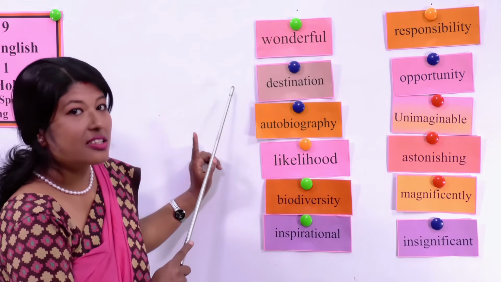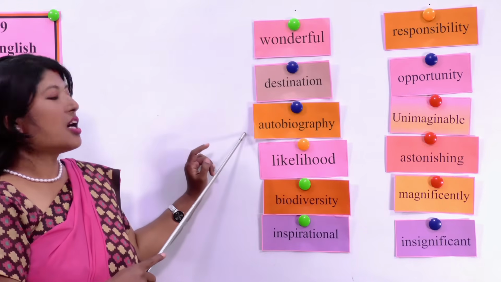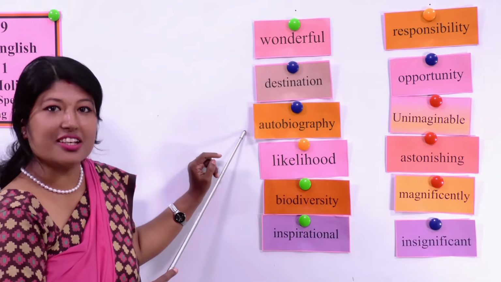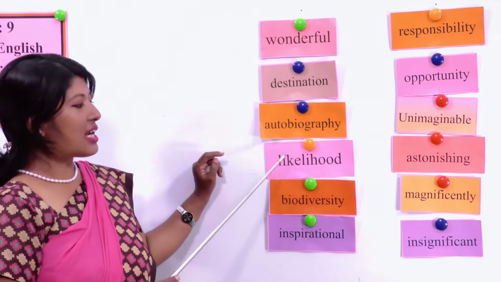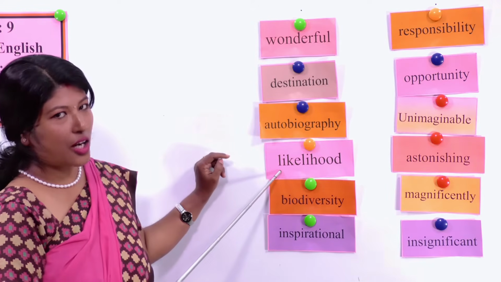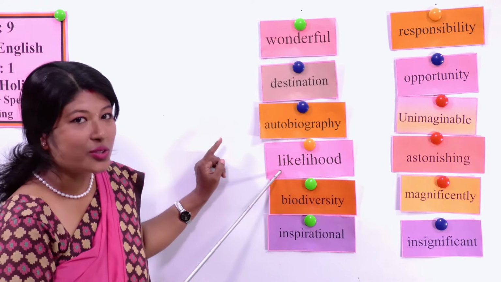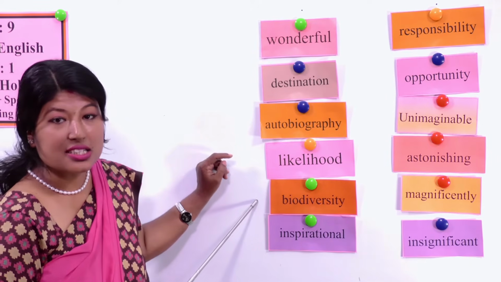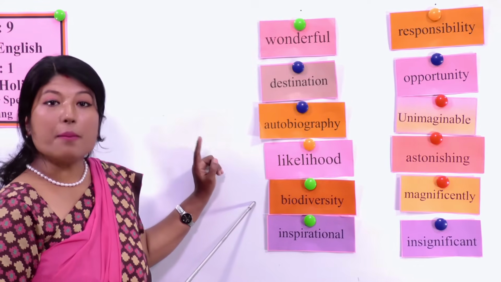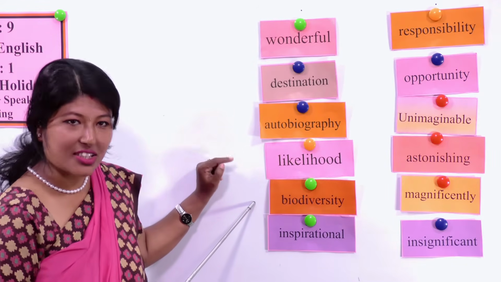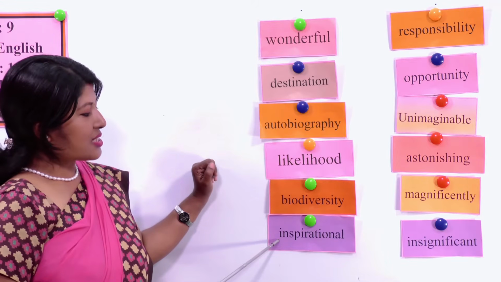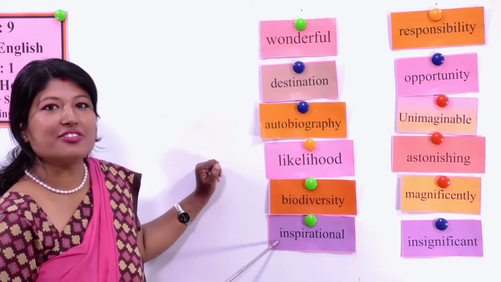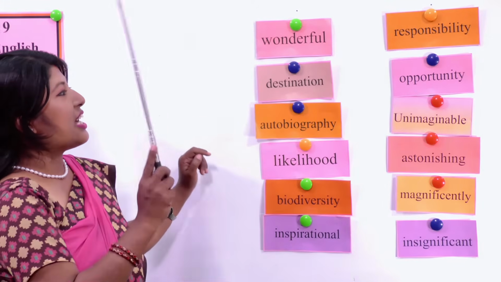Next one, destination. Destination. Good. Third, autobiography. Autobiography. Good. Fourth one, likelihood. How do you pronounce? Likelihood. Well done. Next, biodiversity. How do you say? Biodiversity. Good. Next one is inspirational. How do you say it? Inspirational. Very good.